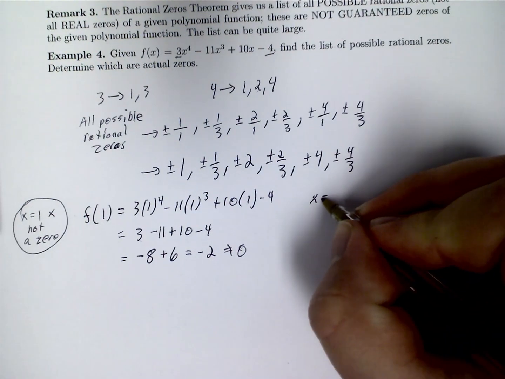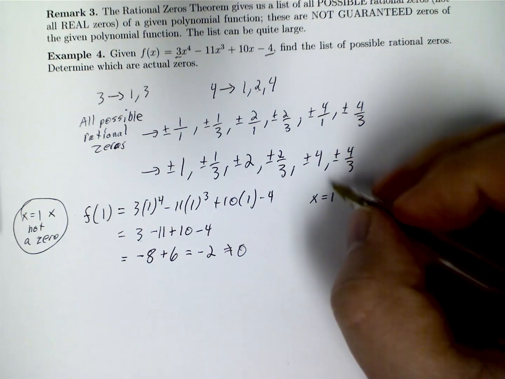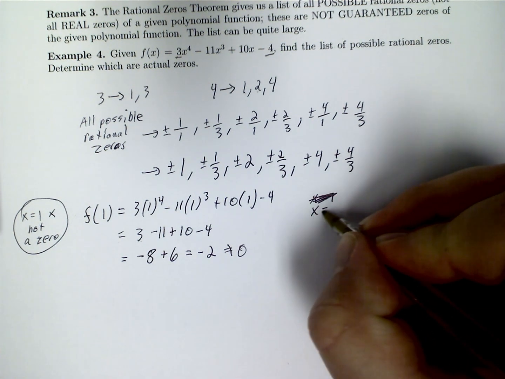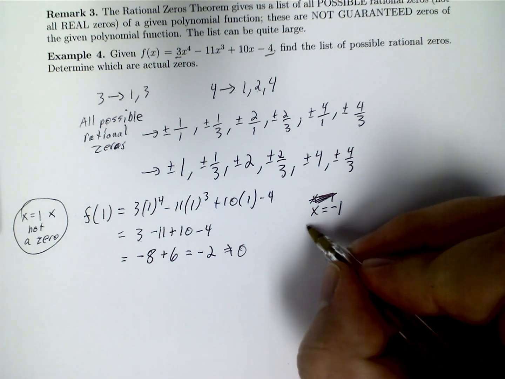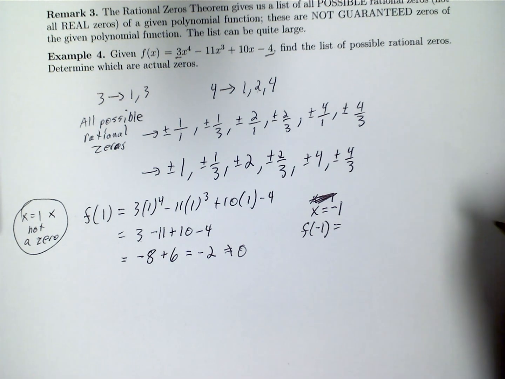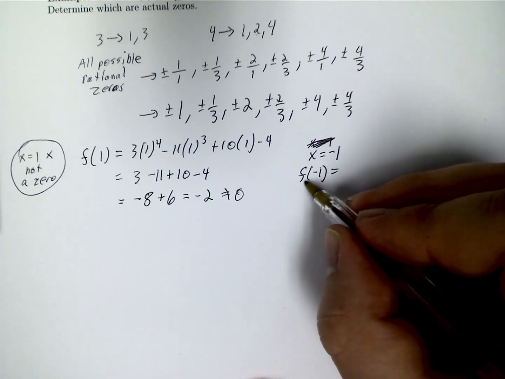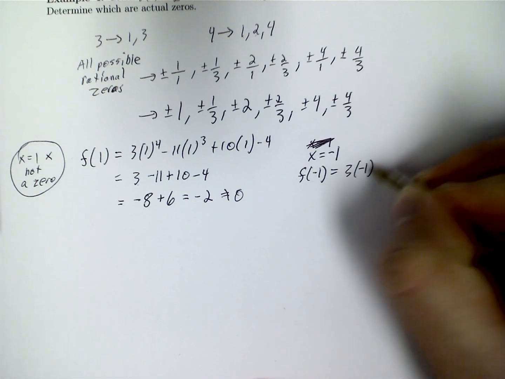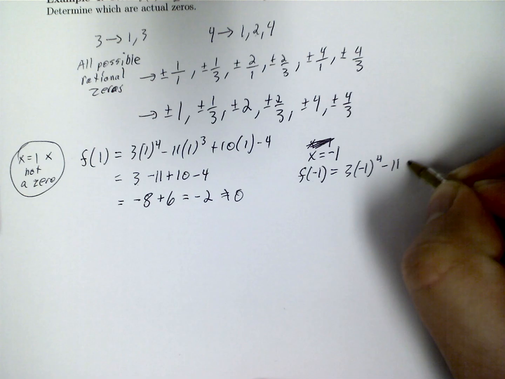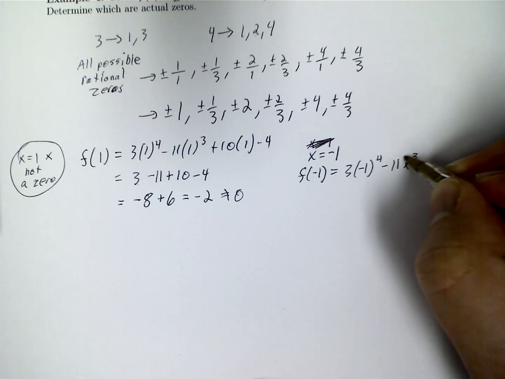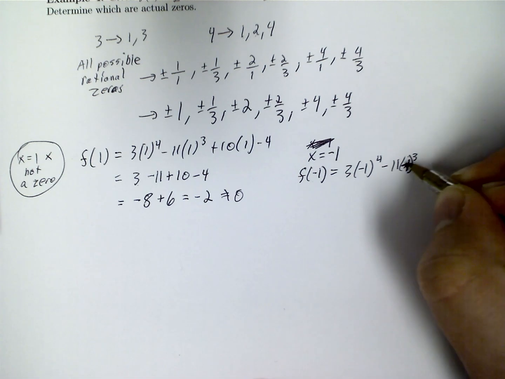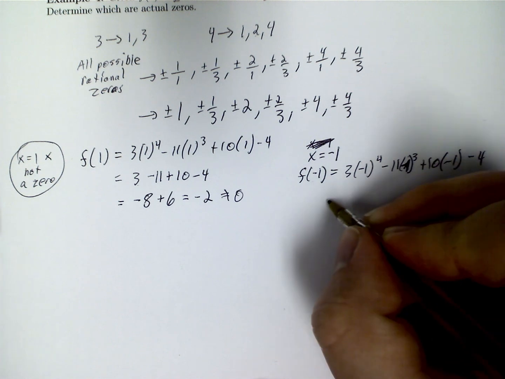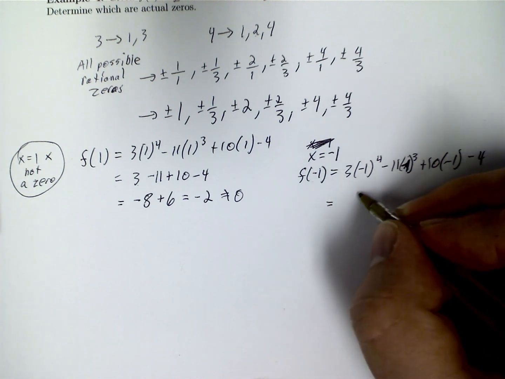However, we could also try x equals, now we tried positive 1. Let's try x equals negative 1. Sorry about that, let's rewrite that. To see if that's a 0, we just plug it in and see if 0 pops out. So f of negative 1 is 3 times negative 1 to the 4th minus 11 times negative 1, excuse me, cubed, plus 10 times negative 1 minus 4.